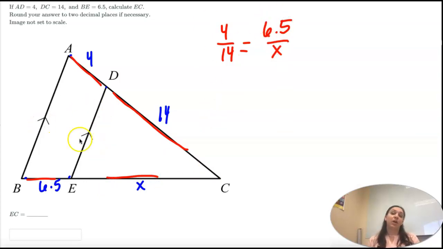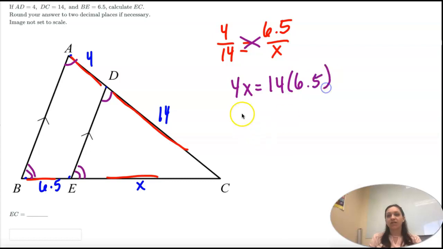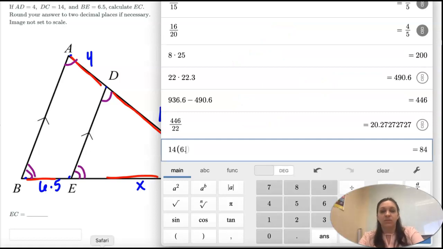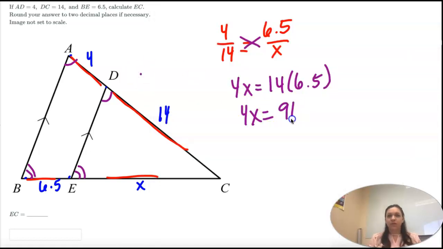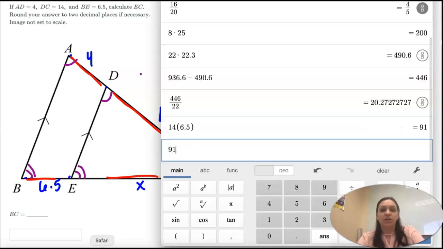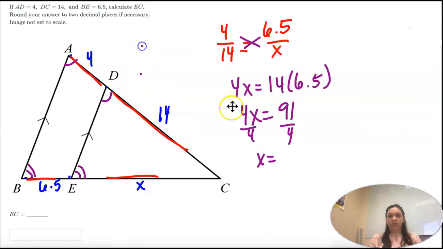So we like when there's parallel lines in the triangle. What that does is it makes these angles the same and these angles the same, and we just take the segments. Okay, so now we cross multiply. 4 times x equals 14 times 6.5. So 4x equals 91. And then we're going to divide both sides by 4. So 91 divided by 4 is 22.75. That's our answer.